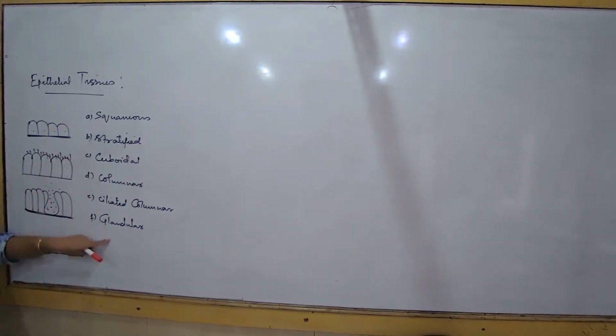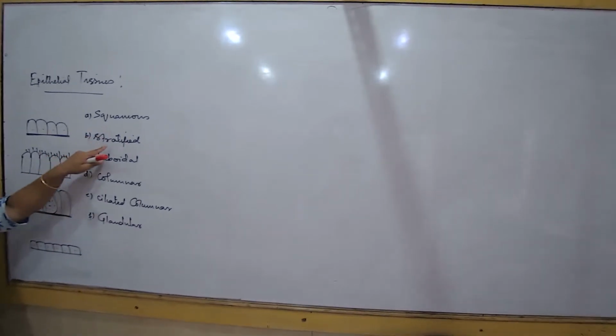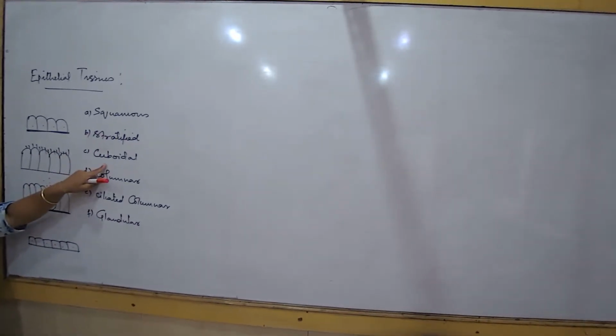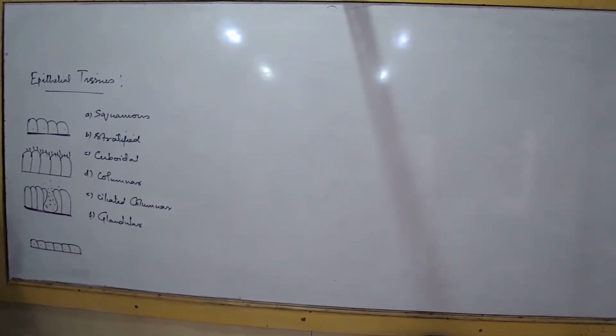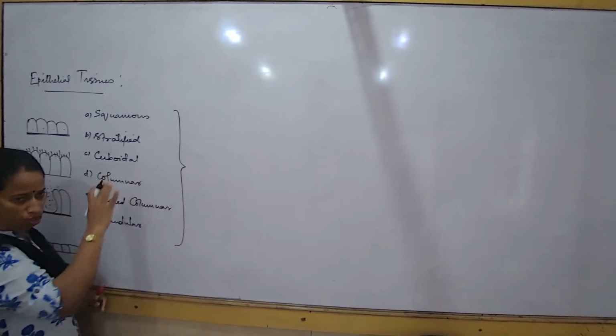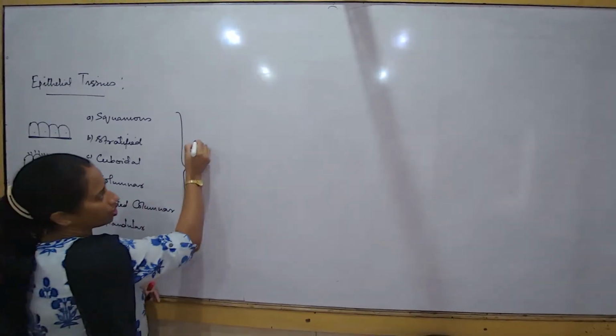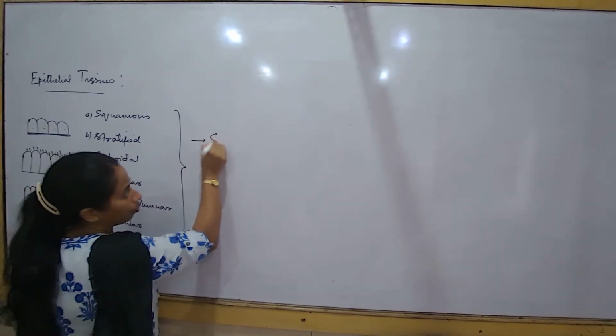These are the types of epithelial tissues. What are the types? Squamous, stratified, cuboidal, columnar, ciliated columnar, and glandular. But first of all, try understanding something. We are going to learn the locations of each one of these, and based on the location, we are also going to remember the functions. What would be the function?